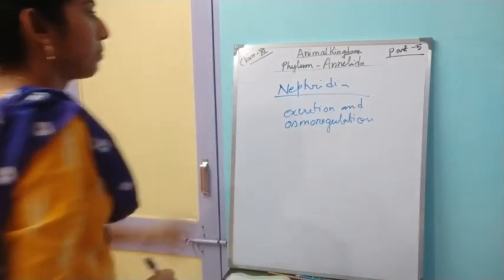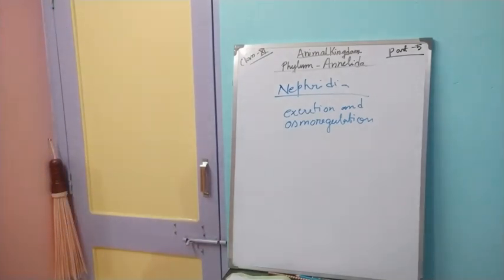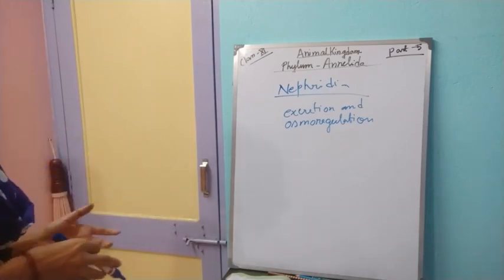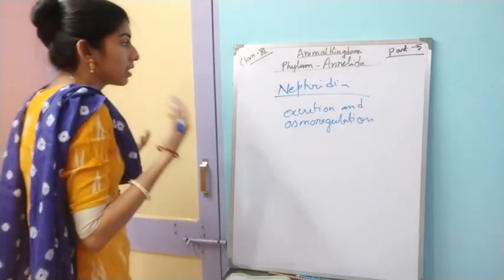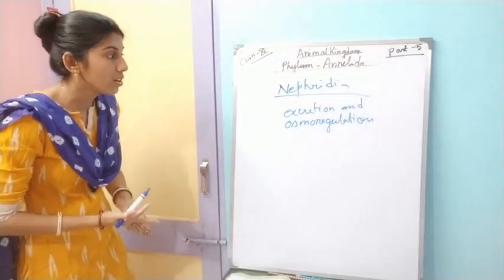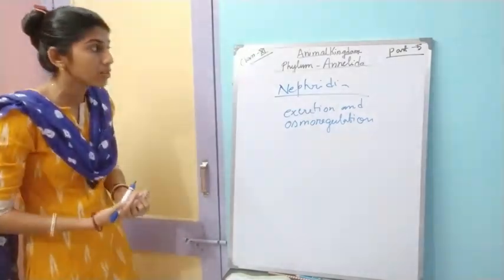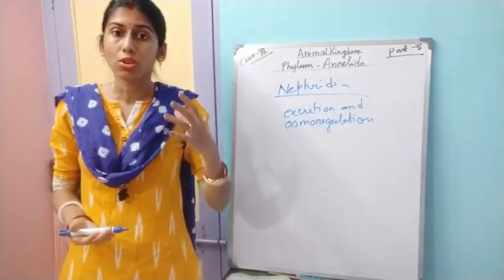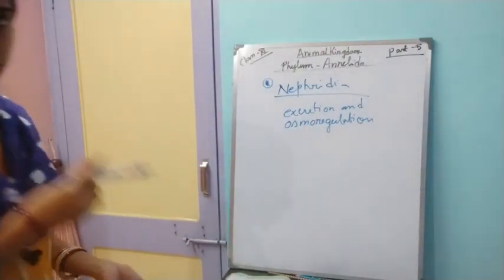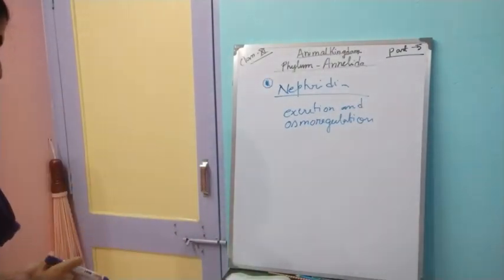Another important organ which is present is called nephridia, and it helps in osmoregulation and excretion. Sometimes questions may be asked: what is the excretory organ or osmoregulatory part of Annelida? You have to say that it is called nephridia. It is a very important property of phylum Annelida.